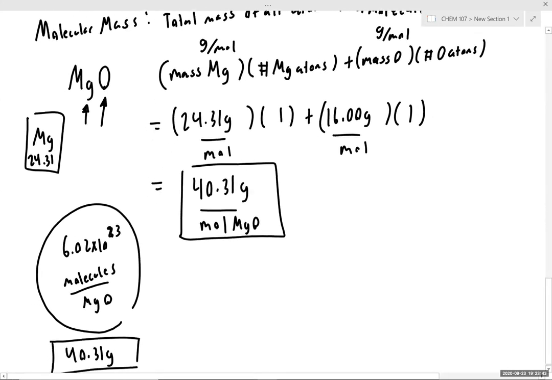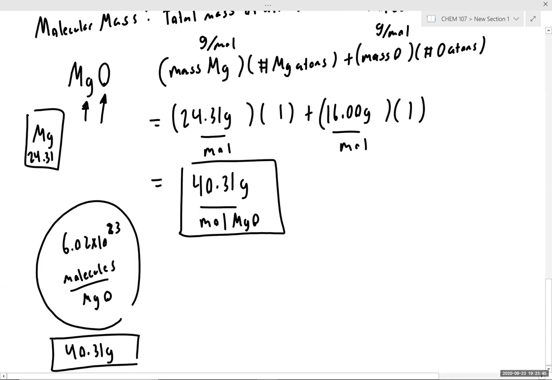Does this example make sense to everyone? Does everyone understand how we're calculating molecular mass? Any questions on this idea? We just add up the mass of each of our atoms. Does that make sense? Any questions? Yes. So let's do another example.